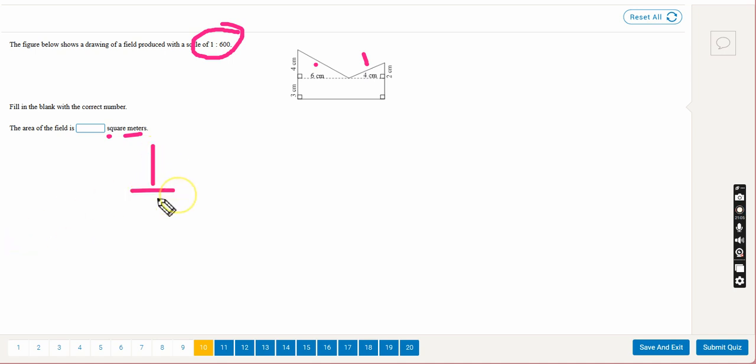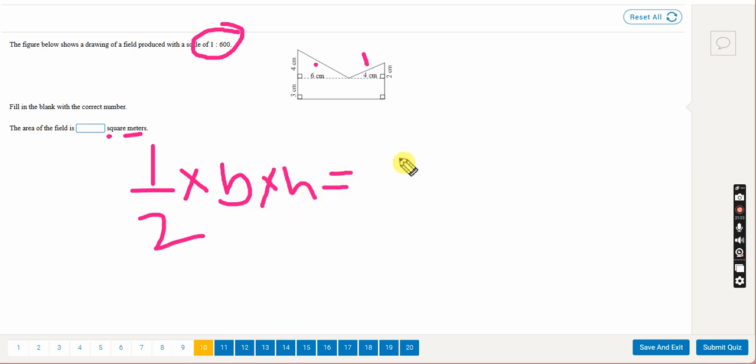So half times base times height, right? That's the area of a triangle. So half times base times height, what will that be? Let's try. So half times 2 times 4. But we cannot do this directly. We need to make it according to the ratio above. So how do we do that? How do we make it into the ratio above?